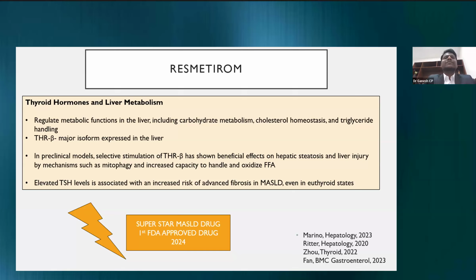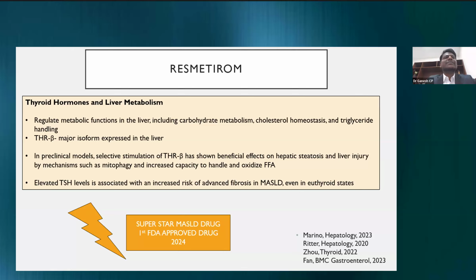So the superstar of the MASLD drugs, which is known as resmetirom, is the first drug to get the FDA approval in the year 2024. This drug regulates the metabolic dysfunction in the liver, including carbohydrate metabolism, cholesterol homeostasis, triglyceride handling. As we know, this thyroid hormone receptor beta is majorly expressed in the liver cells, and they produce a beneficial effect by reducing the hepatic steatosis and preventing the liver injury by mechanisms such as mitophagy and increased capacity to handle the oxidized free fatty acid.